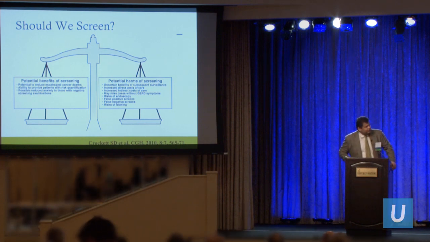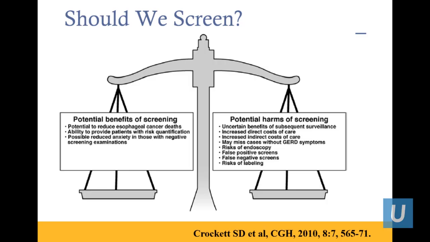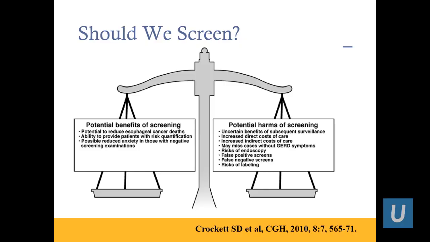One of the questions is, should you screen patients for Barrett's esophagus? The benefits of screening, of course, would be to potentially reduce the risk of developing esophageal adenocarcinoma deaths, the ability to provide patients with risk quantification based on the amount of dysplasia and the length of the segment, as well as possibly reducing anxiety in patients who you could tell, well, you don't have Barrett's. But the harms could be that even if you have Barrett's, we don't know if our current surveillance programs are all that effective. So are you really doing the patient an advantage? You're going to increase both direct and indirect costs of care.